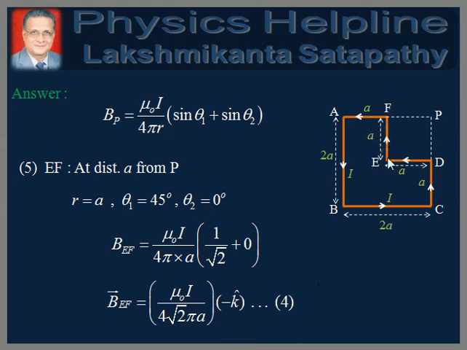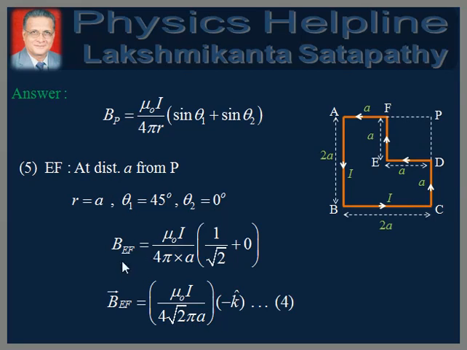Next, we'll consider the wire EF. The perpendicular distance from point P is equal to PF, which is nothing but A. Therefore, R is equal to A for this wire. And current is flowing from E to F. Therefore, the angle subtended by E at P is equal to 45 degrees. Therefore, we write theta 1 is equal to 45 degrees. And F subtends an angle 0 at P, which therefore we write theta 2 is equal to 0.